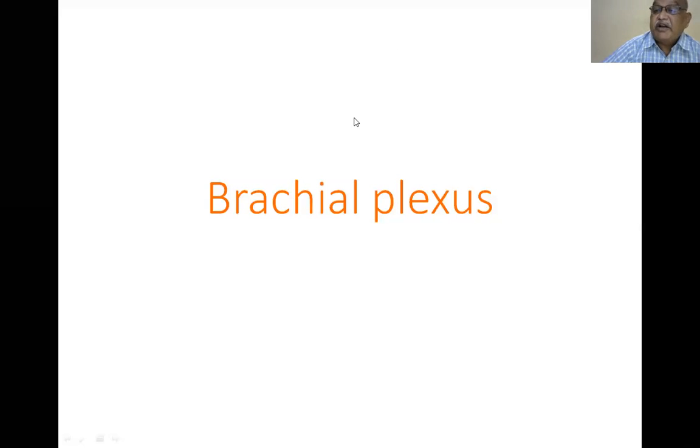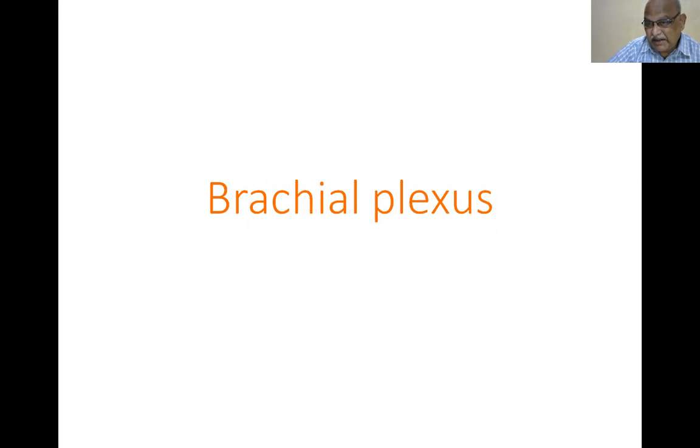Okay. Today we are going to know about the brachial plexus and major nerves of the upper limb. So what are the major nerves of the upper limb? Radial nerve, median nerve, ulnar nerve, axillary nerve, and musculocutaneous nerve. So these five are the major nerves of the upper limb.